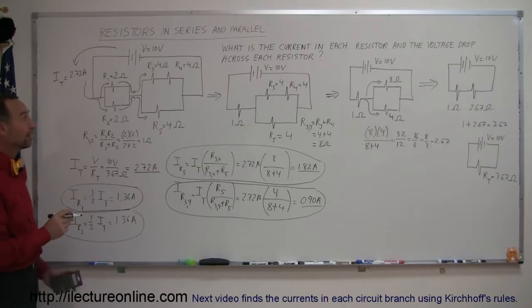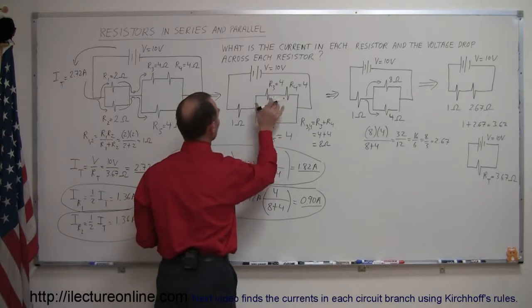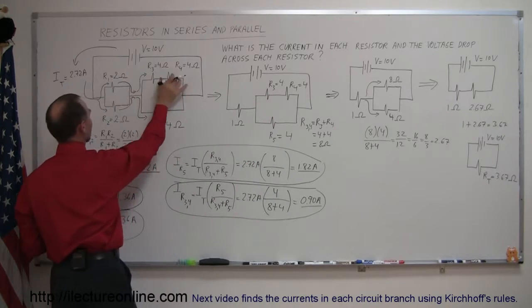Now we still need to find the voltage drop across each. What's the voltage across each of these resistors? So this one, this one, this one, this one, this one.